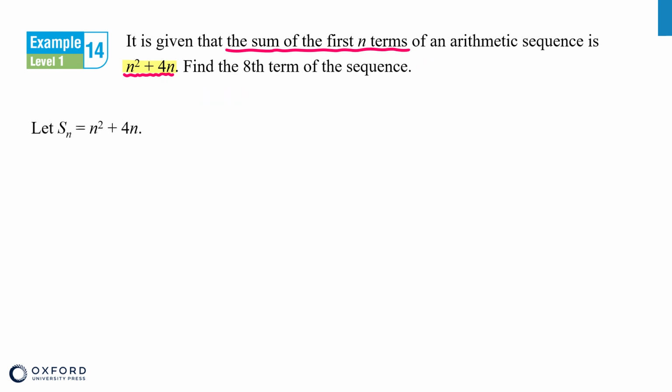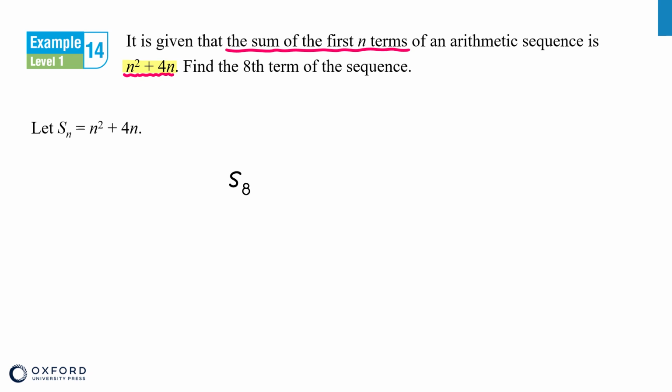Let Sn be the sum of the first n terms of the arithmetic sequence first. We can find the nth term by finding the difference between Sn and Sn minus 1. Do you know why? Let's use the eighth term in the question to illustrate.